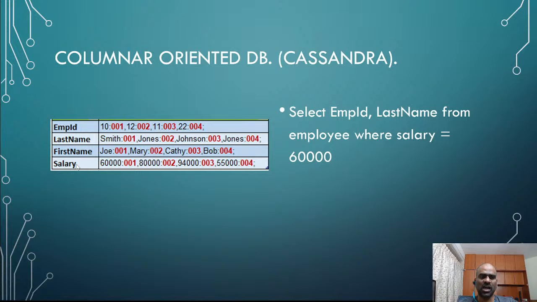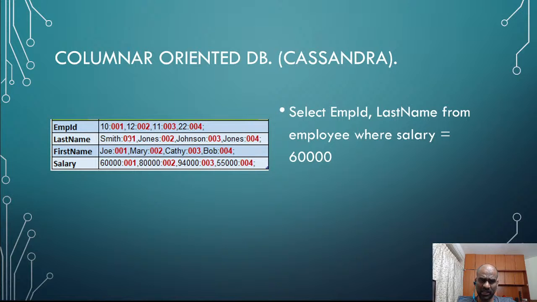Is it clear? And then it will check in that column what is 60. Now I found out what the row ID is for my column. So what I need is the employee ID and last name where the salary is 60,000, right? So I'll take the 001. I'll go to what I need to print, employee ID. I'll check what the employee ID is which has a row ID of 001.